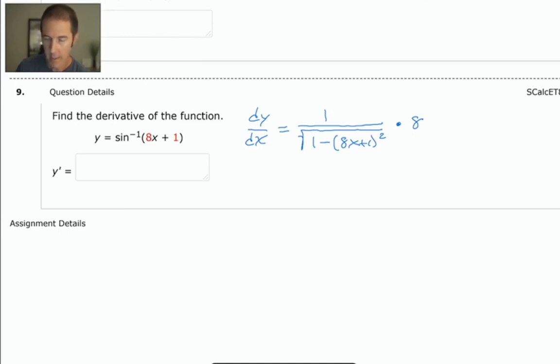You could then go so far as to try to clean this up. Let's see, is that worth doing? 64x squared plus 16x plus 1. It's being subtracted from that one. I'm not so sure that that's going to be all that worthwhile. See if you can type this in as a final answer. I would certainly put this 8 up here into the numerator and just have it be 8 over the square root. I don't think I'd go any further than that.